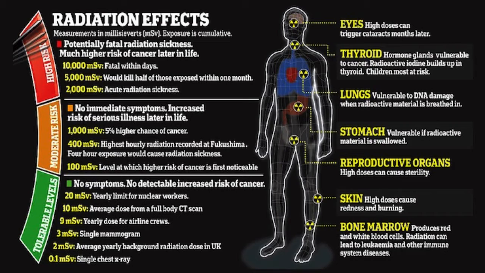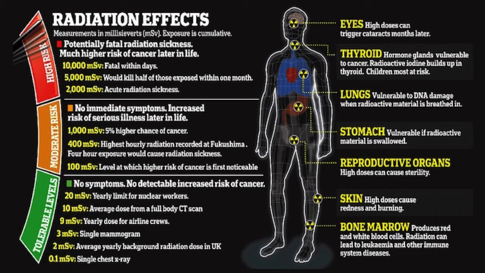These are some examples about X-rays. Radiation can produce damage to your eyes, thyroid, lungs, stomach, reproductive organs, and skin. X-rays can produce a lot of damage in our body. Radiation is measured in millisieverts, mSv. We have three levels of radiation: tolerable levels, moderate risk, and high risk.